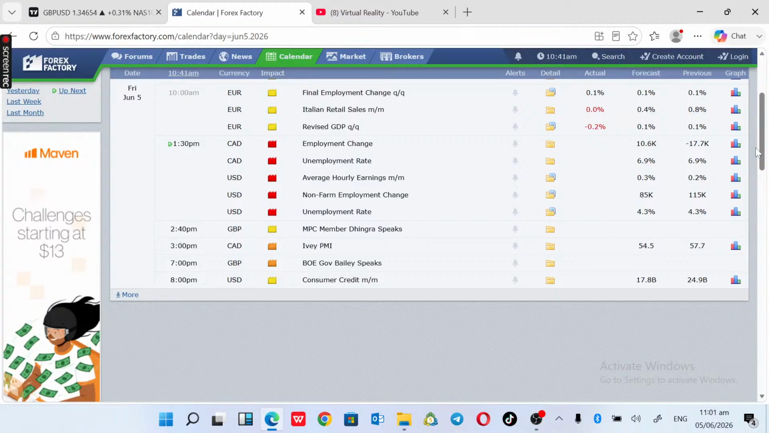You don't trade during the news because sometimes the news analysis may not really tell you if it's going to be a buy or a sell. So you have the Canadian dollar, US dollar, and a little of GBP pounds and all that. So we expect employment change, unemployment rate, average hourly earnings, non-farm employment and unemployment rate again for USD, and unemployment rate for Canadian dollars, to be active from 1:30 to 2:40 thereabout.